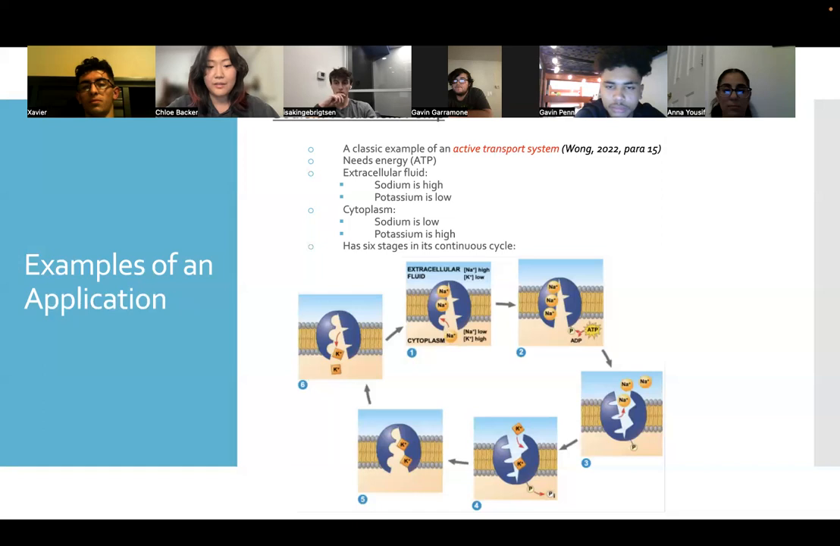In stage 5, the loss of phosphate group restores the protein's original shape, which has a lower affinity for potassium. And finally, in stage 6, the potassium is released, which would make the affinity for sodium high once again. This cycle will continue to repeat over and over again. So the sodium-potassium pump is a classic example of an active transport system.